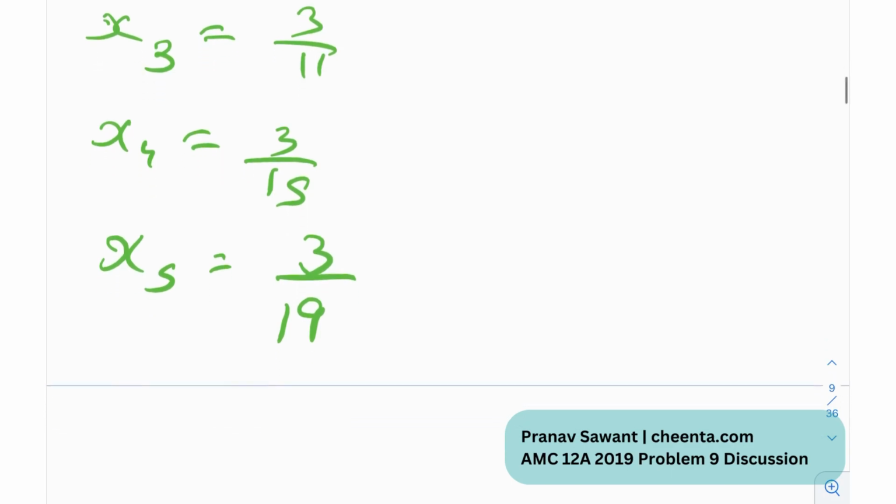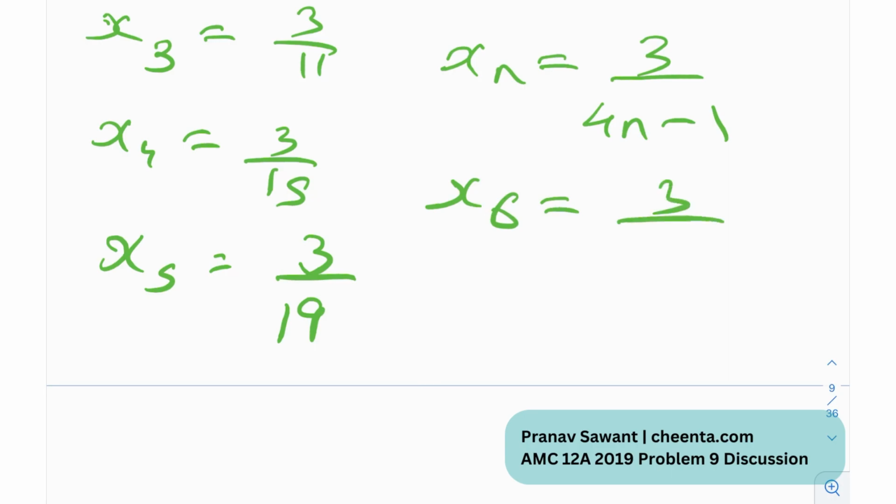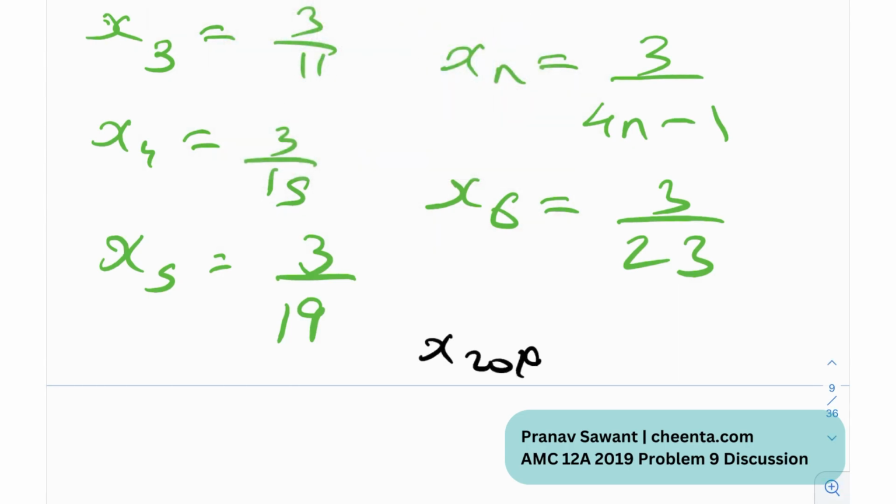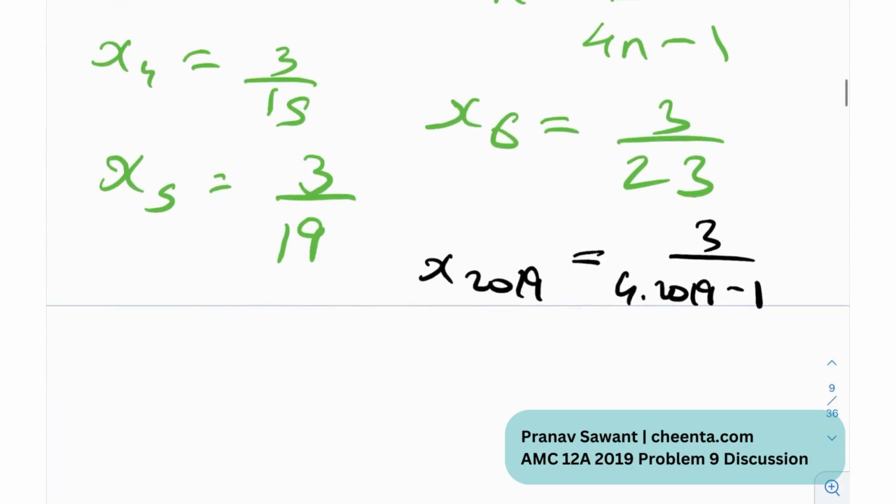And we can find the nth term of this. So xn can be written as 3 divided by 4n minus 1. Right, that's pretty standard. And you can actually check that this holds true. If you take x6, you would get 3 over 23, which is what you would get if you plug in these values as well. So now we can figure out x2019 fairly easily. That would be 3 divided by 4 times 2019 minus 1. And that comes out to be 3 divided by 8075.